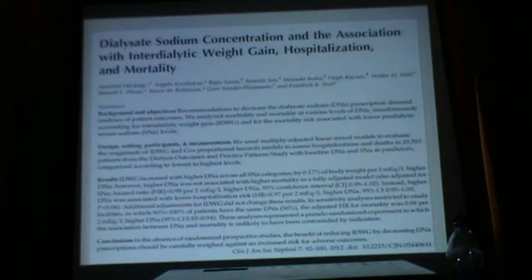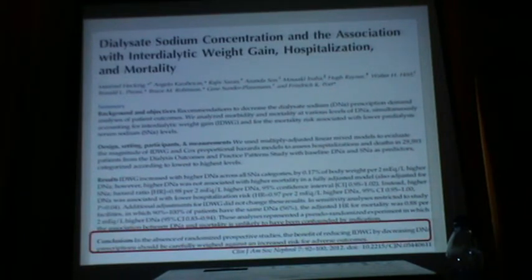Again, this continues with hemodialysis. Before I discuss how to solve this problem: dialysate sodium concentration and its association with interdialytic weight gain, hospitalization and mortality, published in CJASN this year. The conclusion is that reducing the dialysate sodium is associated with less interdialytic weight gain, but more hospitalization, more hospital admissions for these patients, and the impact on mortality is neutral. Again, this goes with the subject that low salt intake, or low sodium in the dialysate, is risky.